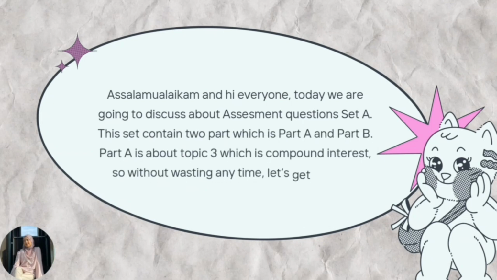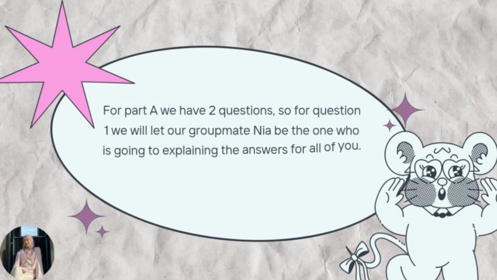This set contains two parts, part A and part B. Part A is about topic 3, which is compound interest. So without wasting any time, let's get started. For part A, we have two questions.